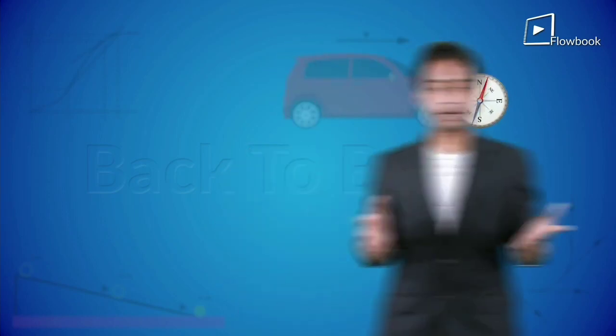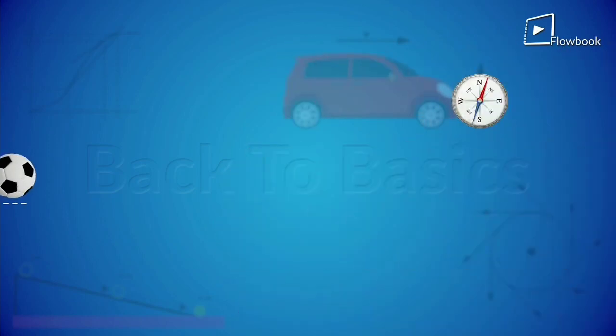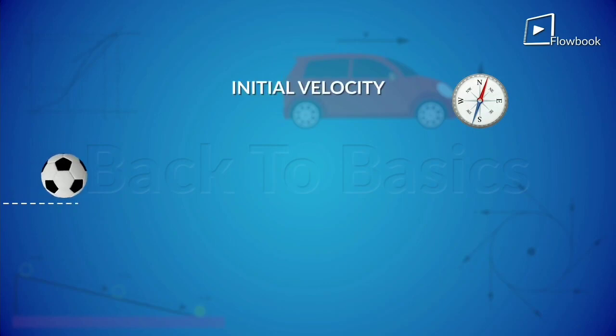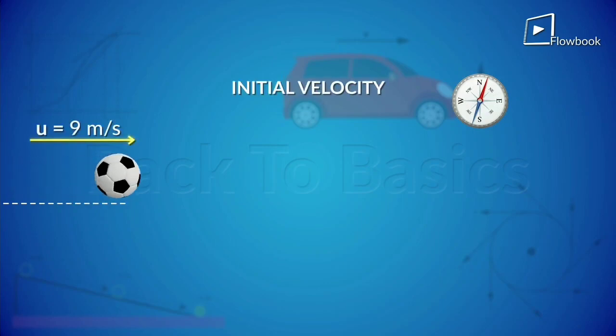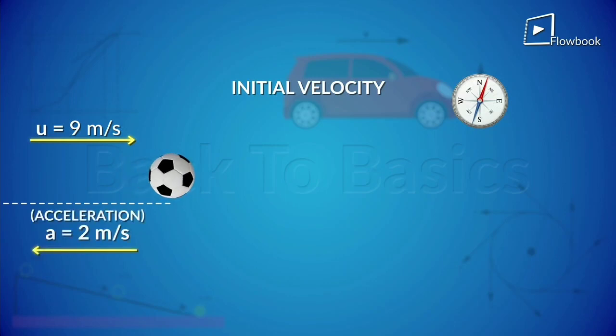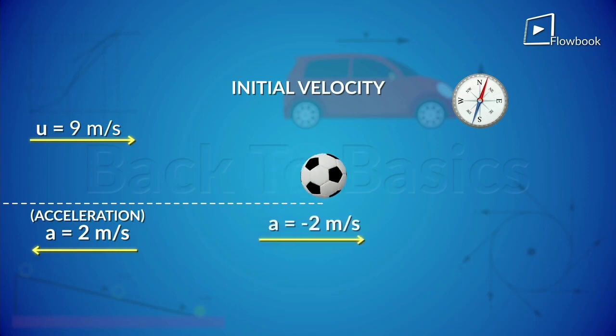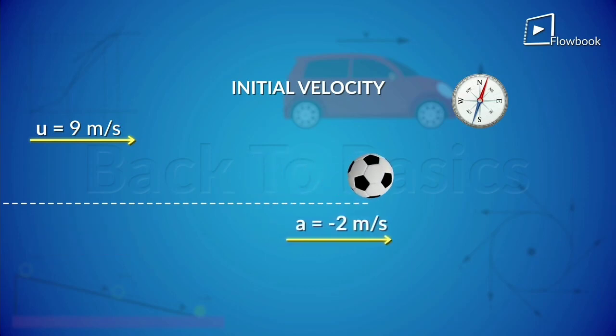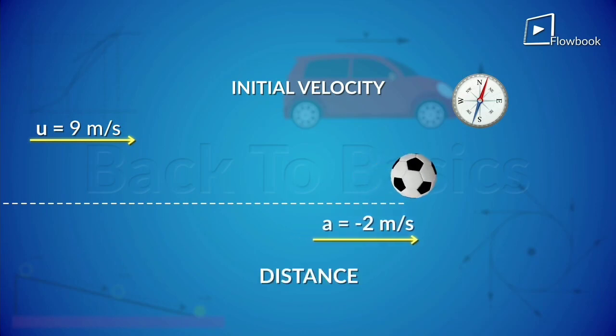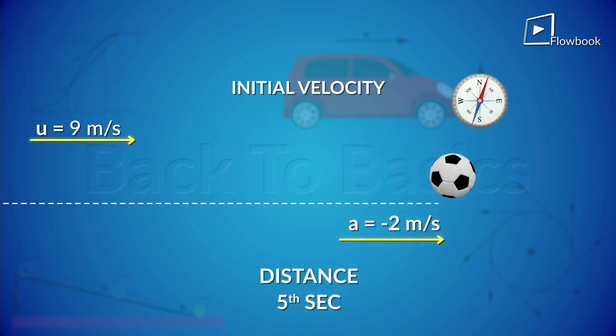So now that we have all our equations of motion and we can find the distance, time or even acceleration in different situations, let's put them to work. Say a particle or a ball is traveling eastwards with an initial velocity of u = 9 meters per second and it has an acceleration of 2 meters per second square in the westward direction, or I should say a = -2 meters per second square. Now you tell me, what is the distance that this ball travels in its fifth second?